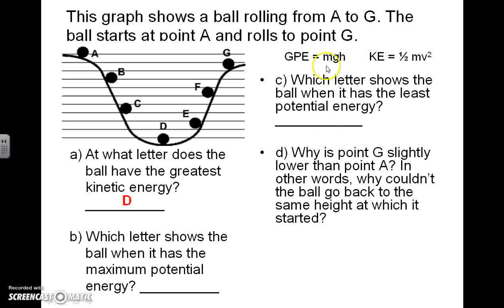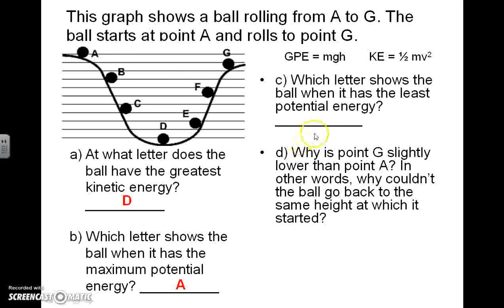So we have to think about mass as well. That's also just like the last question. It's a constant mass, so there's no change in that. So it's the height that matters here most for this question. So where is the ball the highest above the ground? Hopefully you picked A, so that would make that correct.